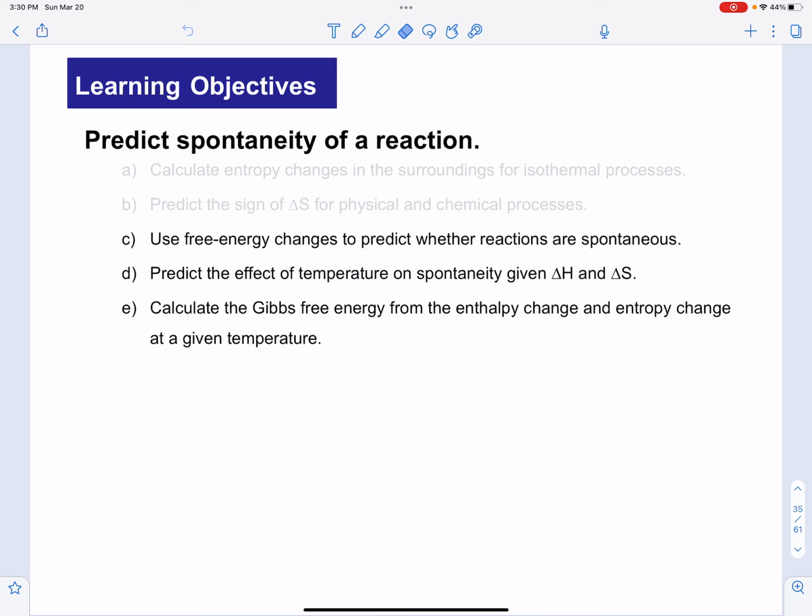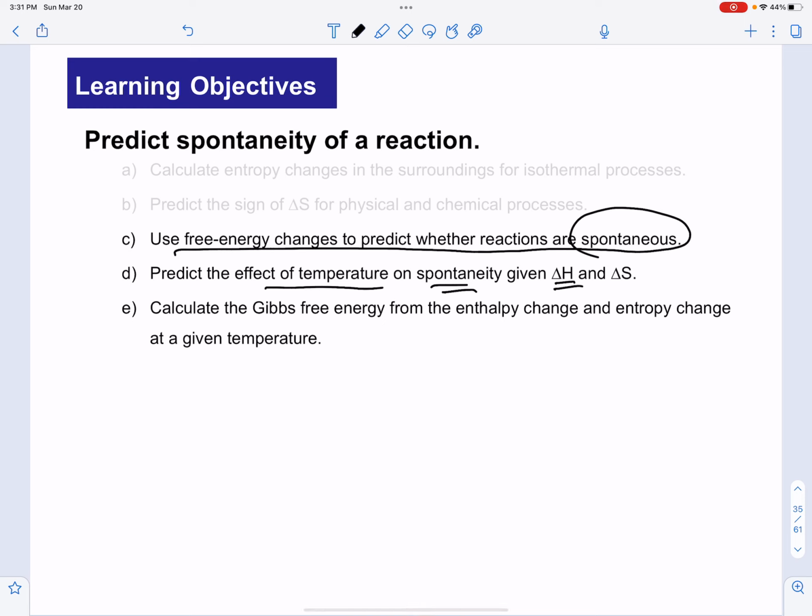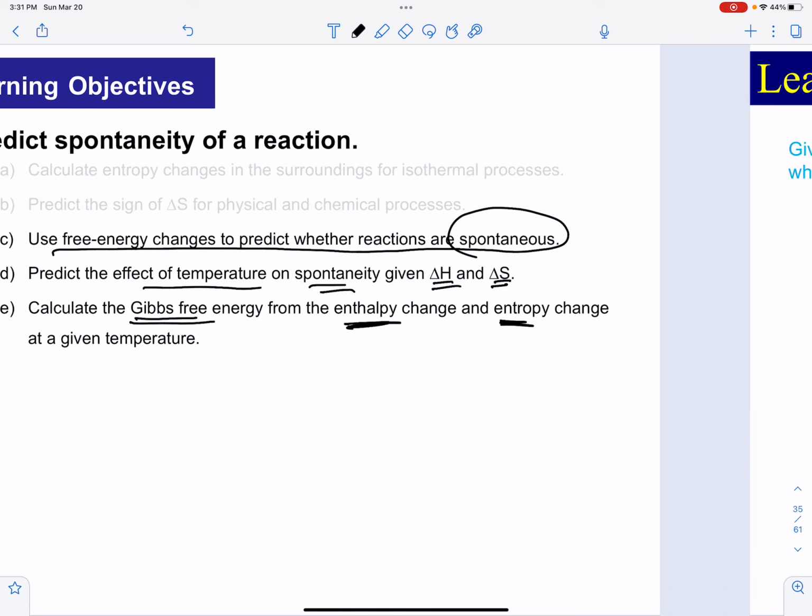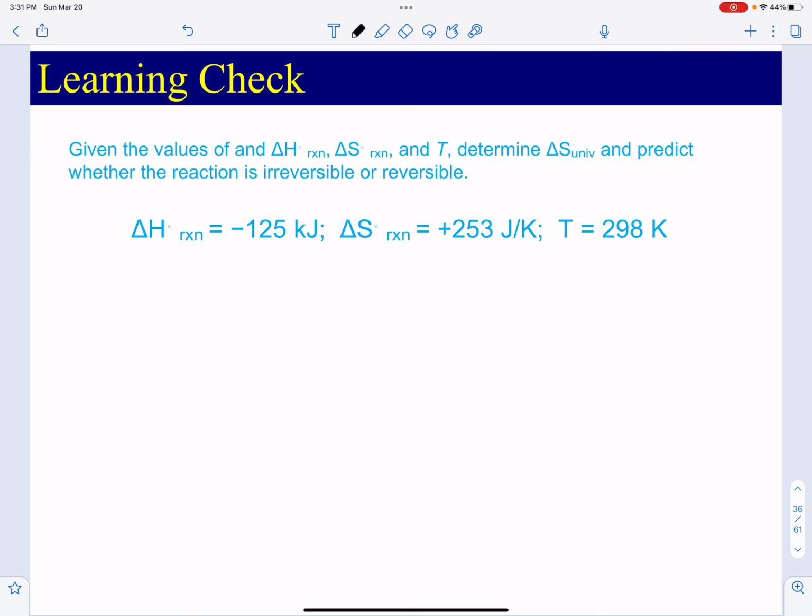So we're going to be using, like I said before, free energy exchanges to predict the reaction is spontaneous or not. That would be delta G. We're going to see how temperature affects a reaction being spontaneous if the enthalpy and the entropy are given. And we're also going to be able to calculate the Gibbs free energy using the enthalpy and the entropy. So this should be a very short presentation. So let's begin with this.